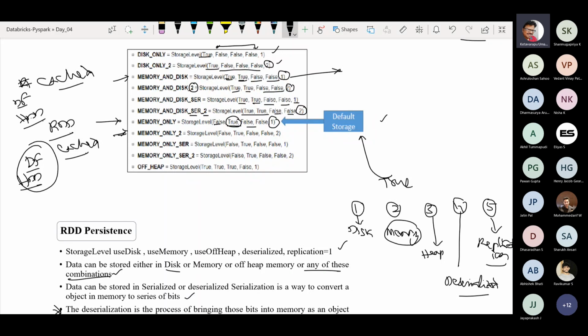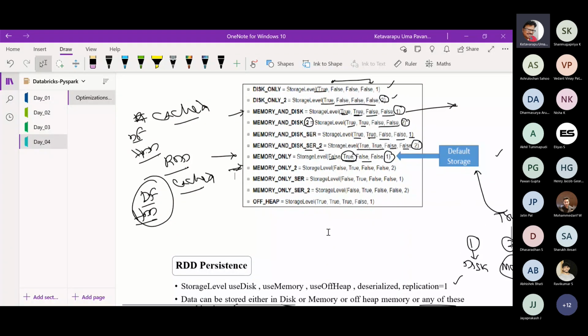So now tell me, how do I get this particular thing? You may ask this question. Suppose I'm asking you guys also, memory only two. What is the analogy behind that? Think through how we can observe that kind of convention. Memory with two replication. Is there any specific convention on that, guys? Memory and disk. Only memory with the two replication.